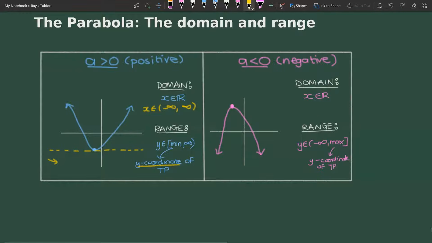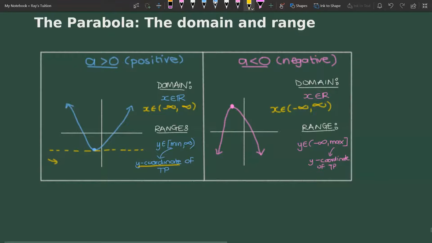Okay, so for the negative case, we have a downwards facing parabola. The domain once again is the same, because if it goes on to infinity, the smallest X value it has is negative infinity, and the biggest X value is positive infinity. Again, if you would like, you could write it as X is an element from minus infinity to infinity. But these two expressions are the same, so you can choose either one of them.